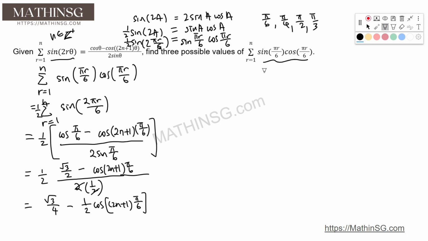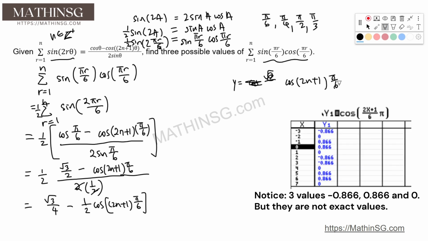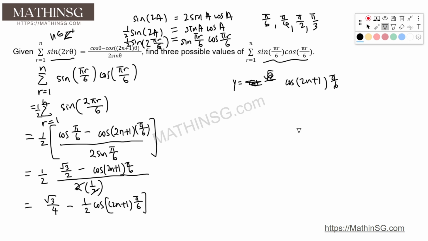Let's first take a look at this one. What I'll do is first type this into my GC, root 3 over 4, or maybe not root 3 over 4. I'll just type in this one. Then you realize that it basically just takes 3 values. After a while, you go to the table and you'll see that it takes basically just these few values. It's just 3 values, because they say 3 possible values.